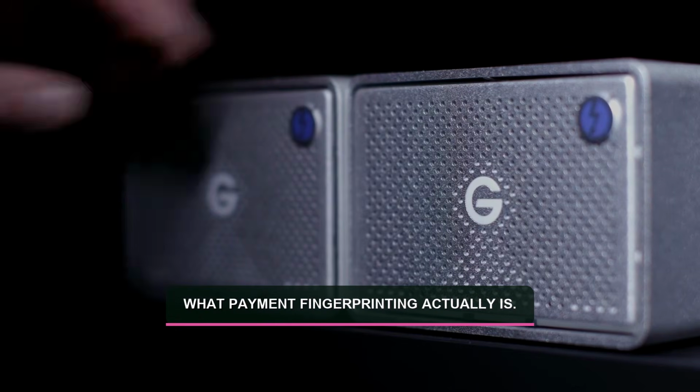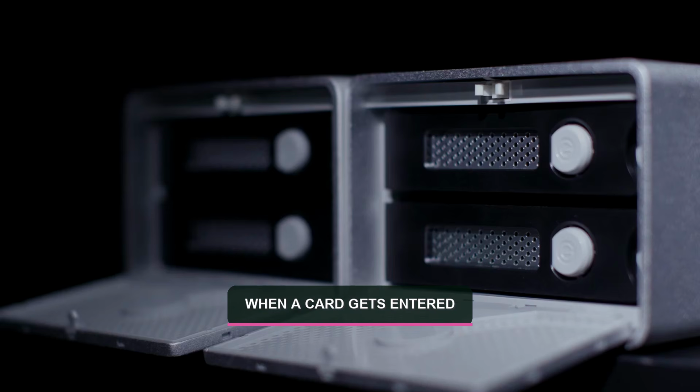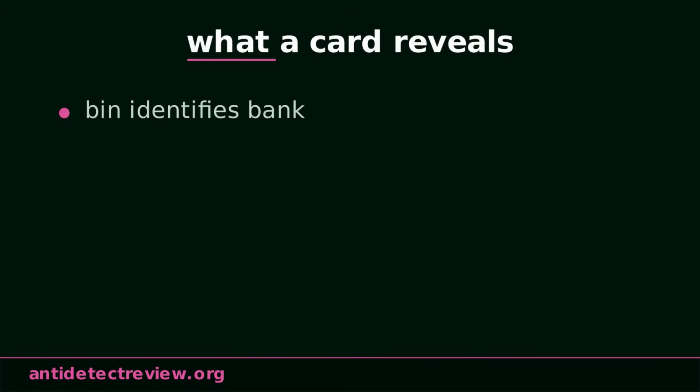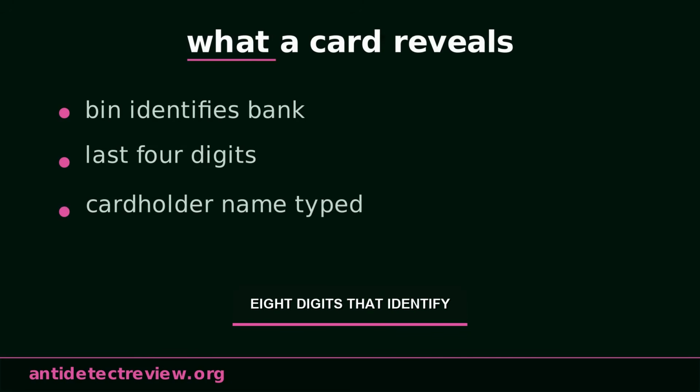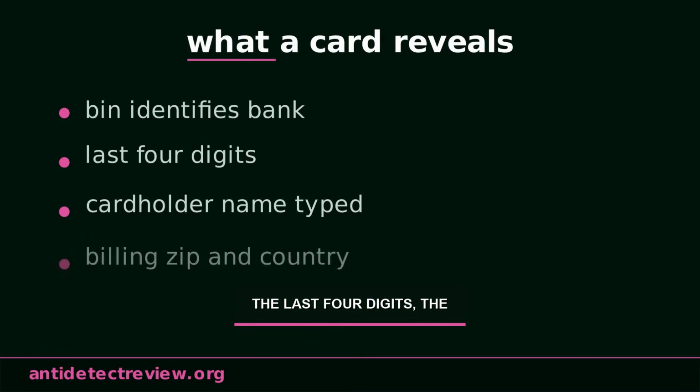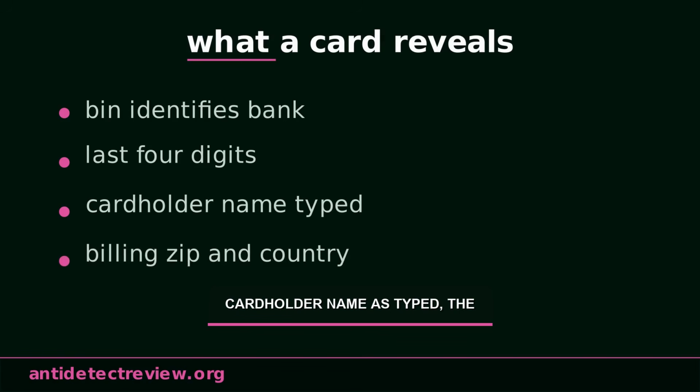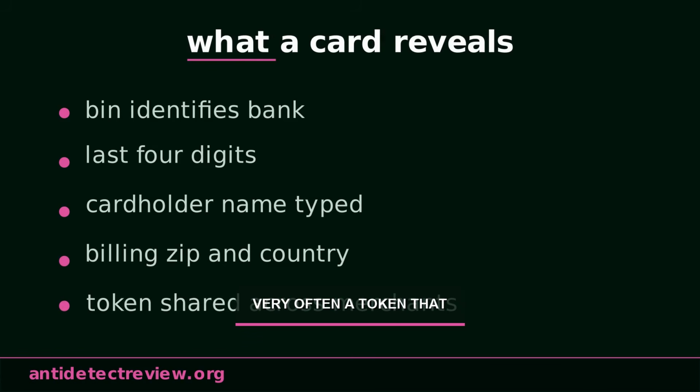Here's what payment fingerprinting actually is. When a card gets entered at checkout, the processor behind the scenes, whether that's Stripe, Adyen, PayPal, or Braintree, doesn't just authorize the charge and move on. It captures a whole bundle of data tied to that one transaction: the card's BIN, meaning the first 6 to 8 digits that identify the issuing bank and the card type, the last 4 digits, the cardholder name as typed, the billing zip or address, the card's country of issuance, and very often a token that stays consistent across every single merchant using that same processor on the back end.